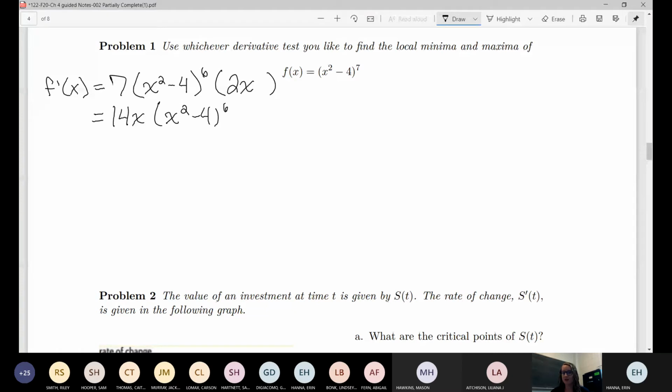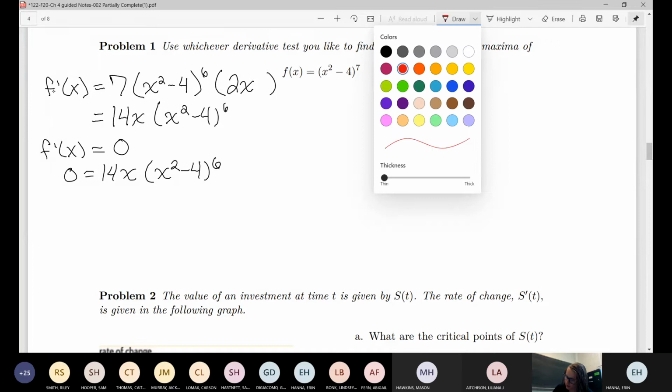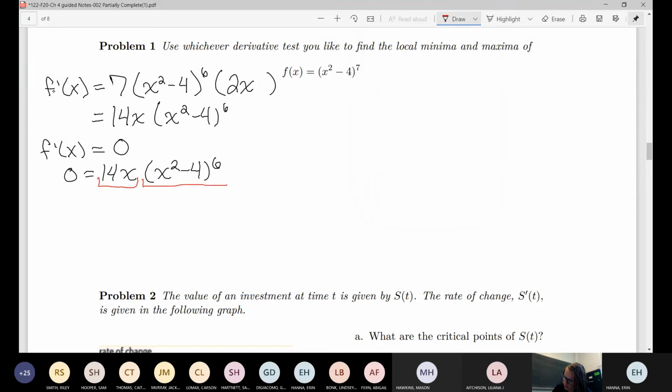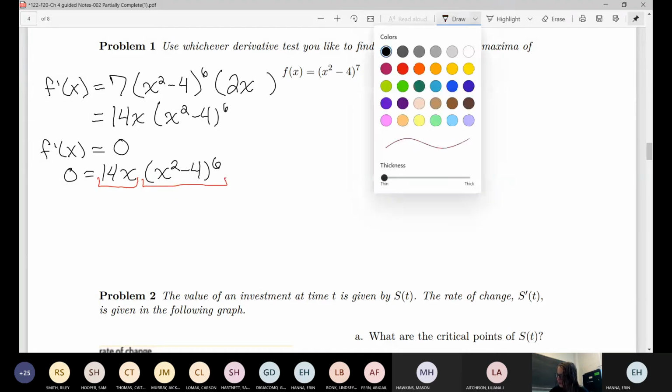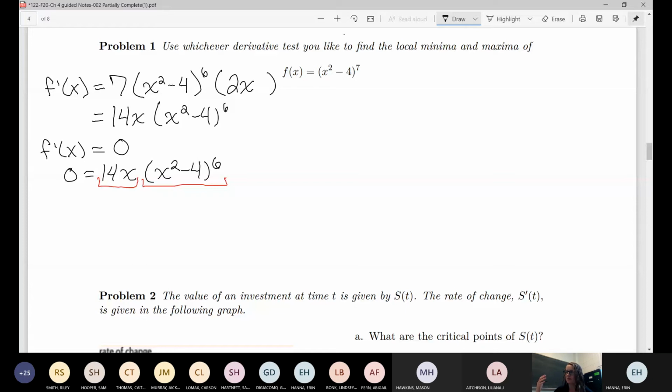No matter what derivative test we use, we have to find the critical points. So we have to set this derivative equal to 0. So we'll have 0 equals 14x times x squared minus 4 to the 6th. Whenever you have things that are multiplied together, in order for that product to be 0, one of the pieces must be 0. You can't multiply two numbers together and get 0 unless one of them was 0. So we can break this up into its pieces and set them both equal to 0 separately.